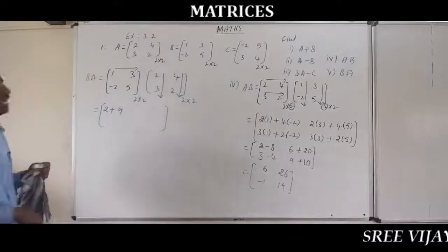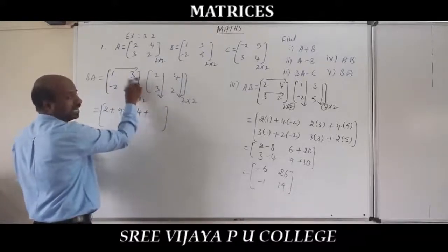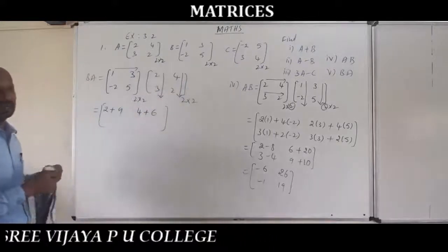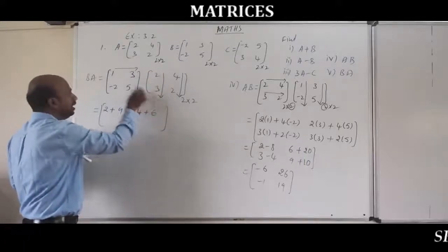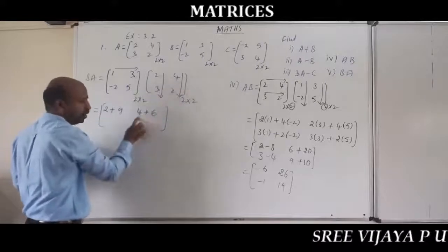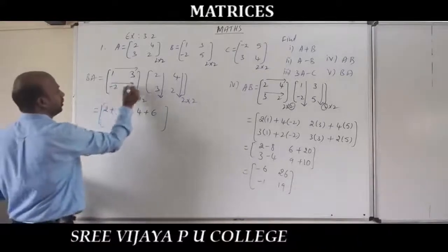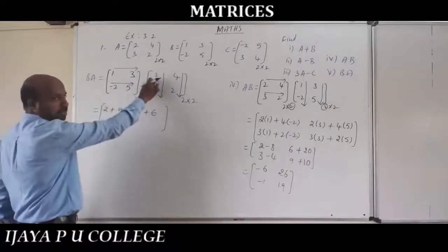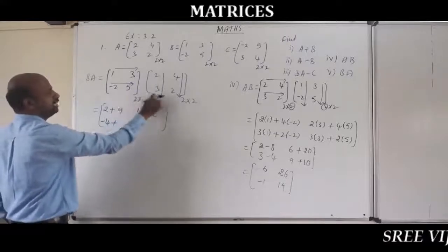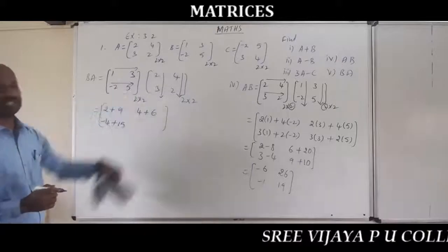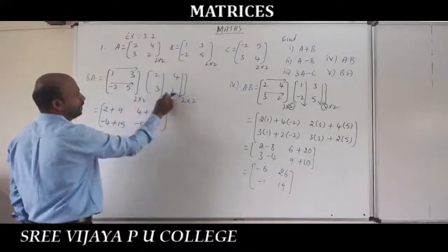First row, first column is over. Next, first row, second column: 1 into 4, 4, plus sign, second element 3 into 2, it is 6. Now second row, first column. Here it is minus 2 and here it is 2. Minus 2 into 2, it is minus 4. Take the plus sign, second element 5 into 3, it is 15. So second row, first column is over. Now second row, second column: minus 2 into 4, minus 8, plus sign, 5 into 2, it is 10.